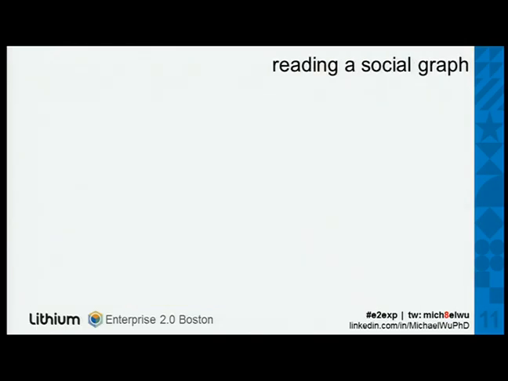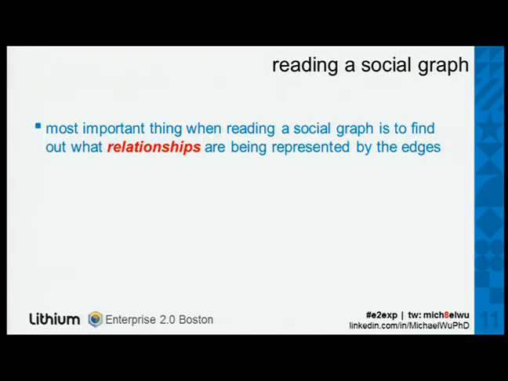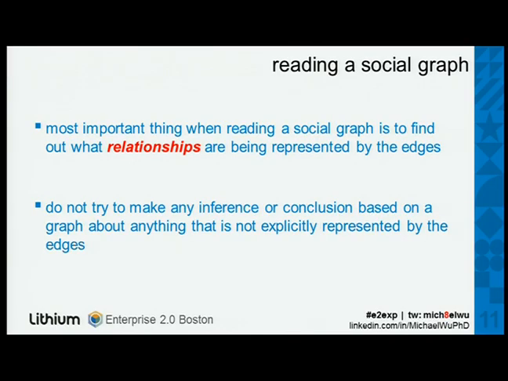Now, the most important thing in reading a social graph is to find out what relationship is being represented by the edges. And you don't make any inference or conclusion about anything based on the graph which is not explicitly represented by the edges. That could be really dangerous, right? If I'm trying to make an inference or conclusion about how many people I work with using the Facebook graph, that's not going to work, right? It's going to give you a very misleading conclusion.